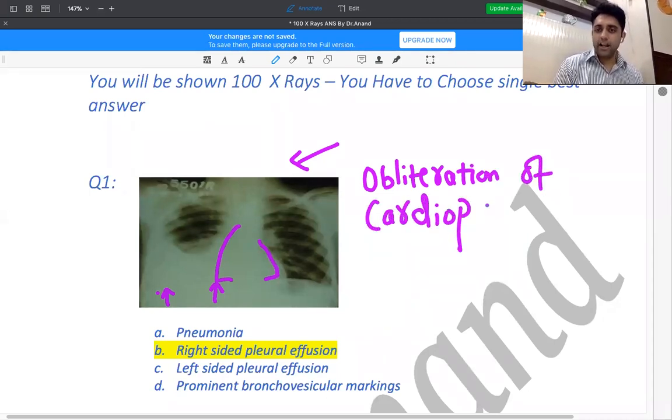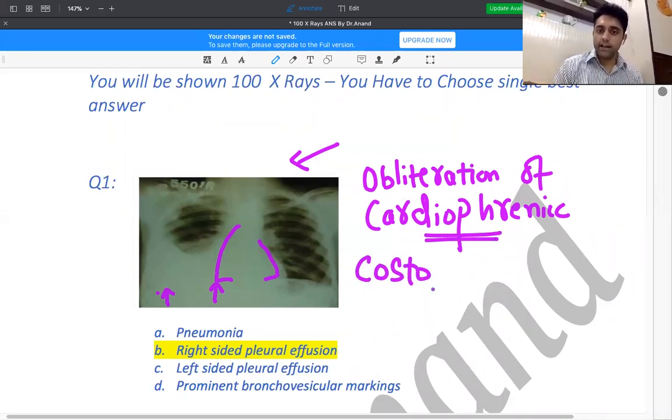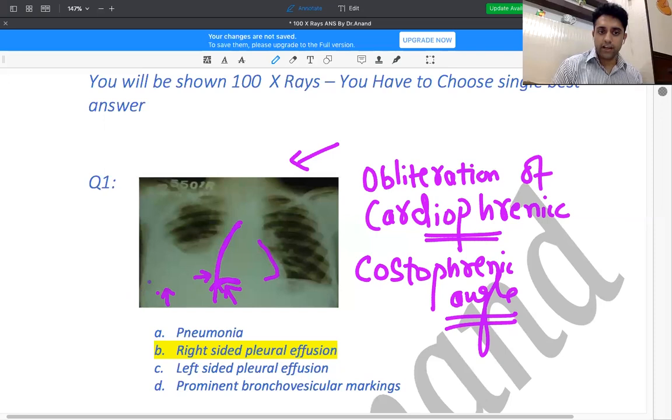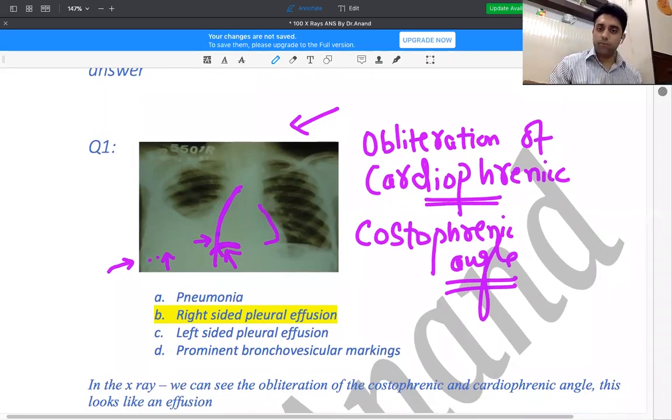I'll be telling you to the point. I will not be telling you in depth and detail. I'll be telling you to the point, which is important. So obliteration of the cardiophrenic angle and the costophrenic angle is there. I can see it in this picture. And silhouette sign is also there. So please remember, if this is the heart, then this one is the cardiophrenic angle, and the corner over here is the costophrenic angle. That angle is obliterated in this picture. Again, to the point: this X-ray most likely looks like a case of right-sided pleural effusion.